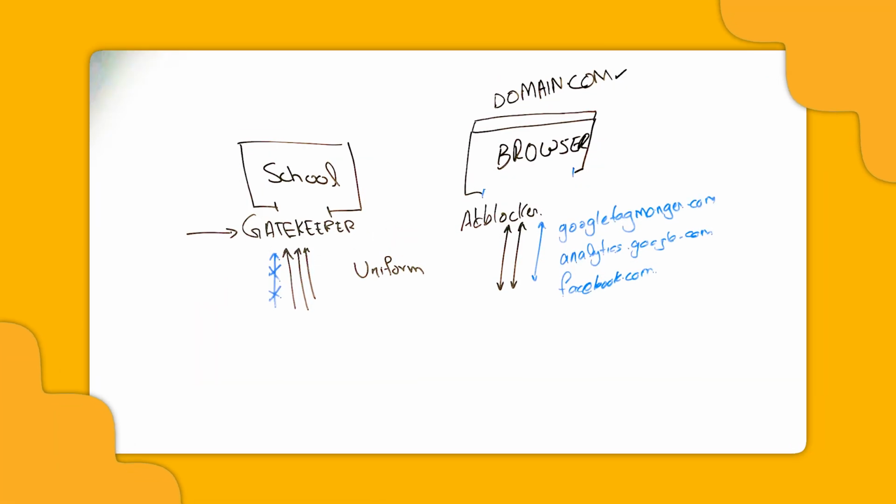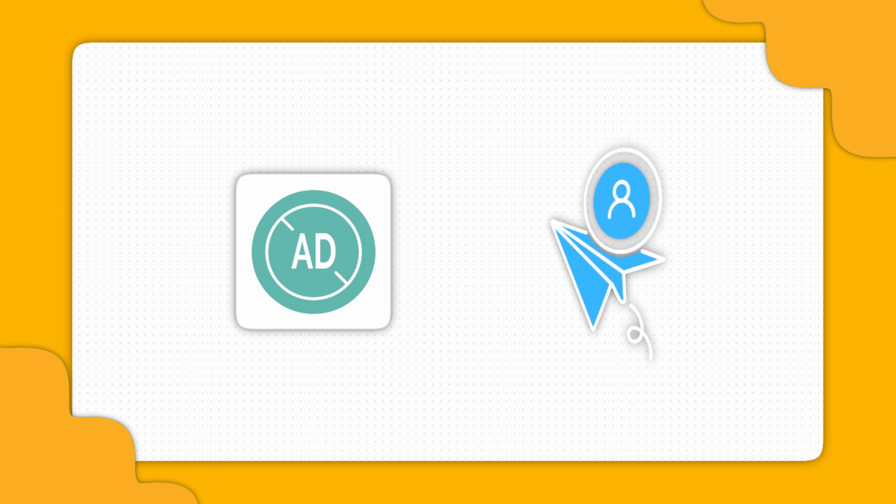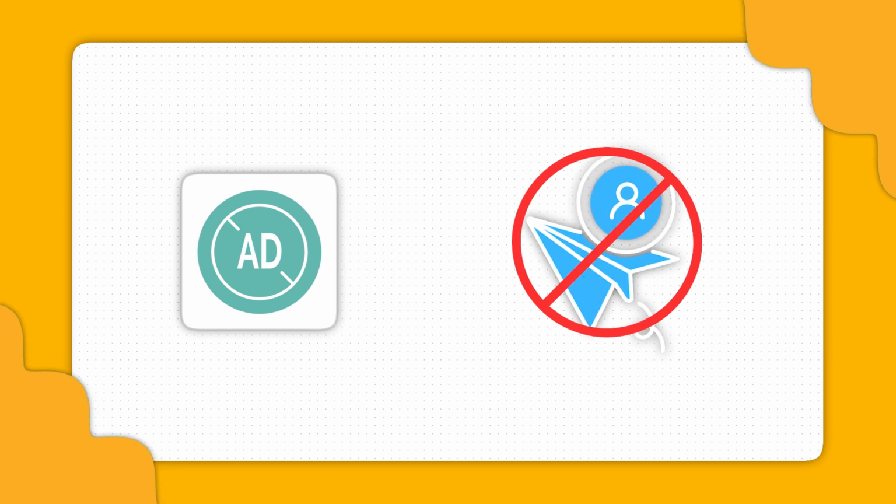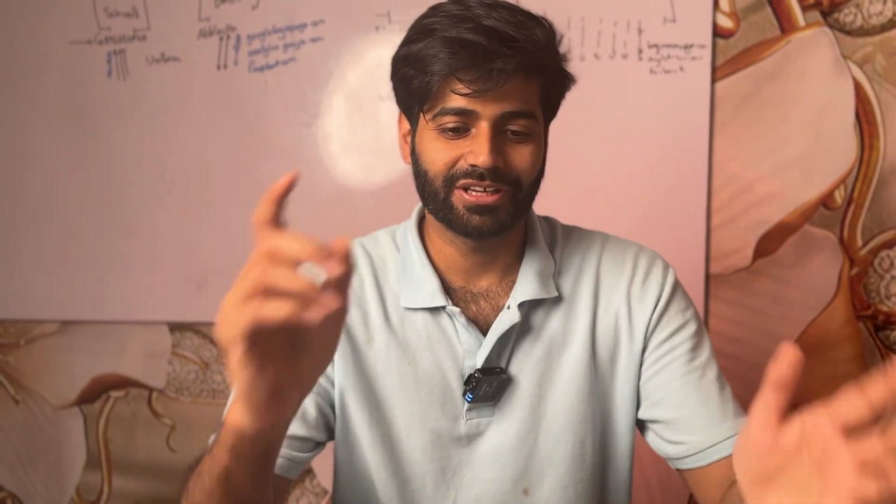Perfect. So this is how the whole ad blocking situation works. Ad blockers try to block the request based on the domain URL. And what is the solution? We just make sure that the domains are exactly the same or they are on the same subdomain.